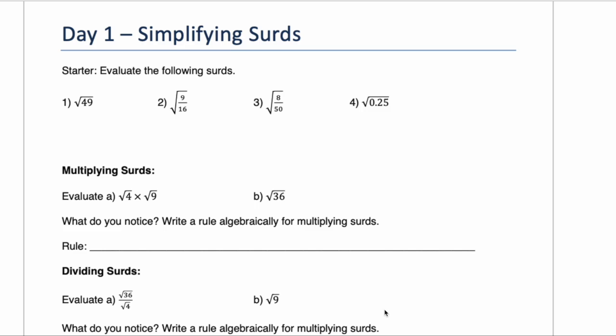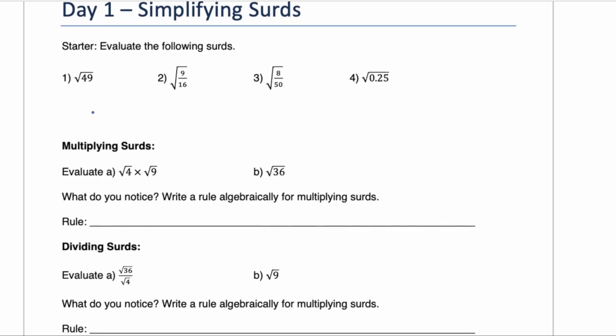Okay, so some people call these radicals, but surds are just numbers or expressions with a square root sign, or possibly even a cube root sign in some instances. Okay, so let's take a look at some simple surds first of all. Some, like the square root of 49: what number times itself gives you 49? It's obviously 7.